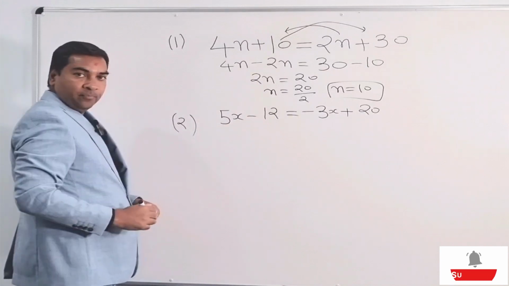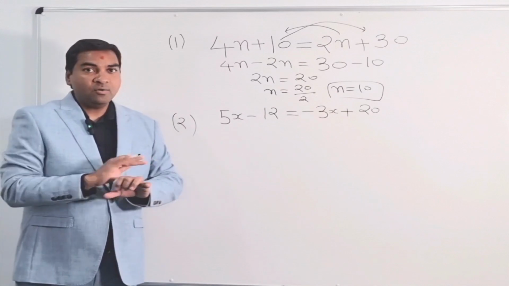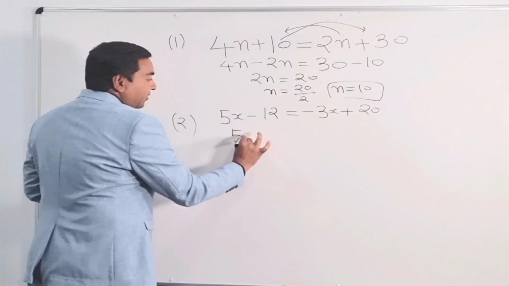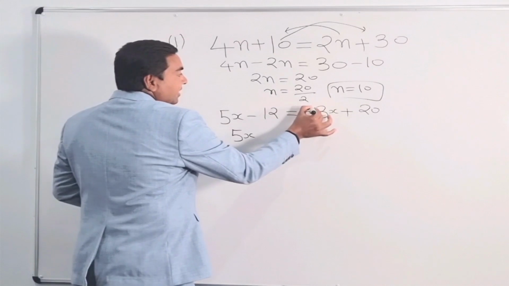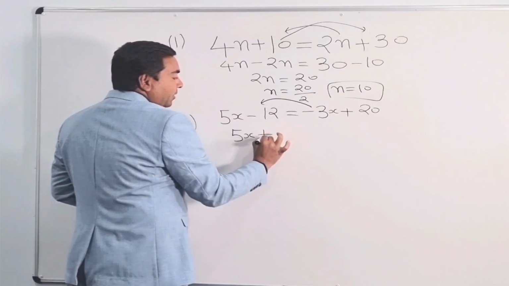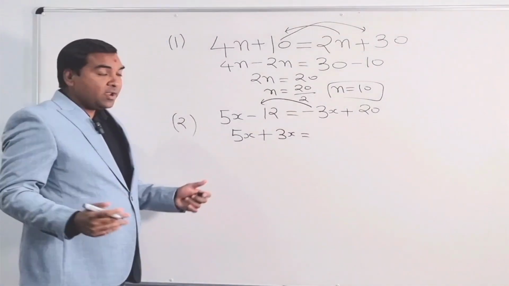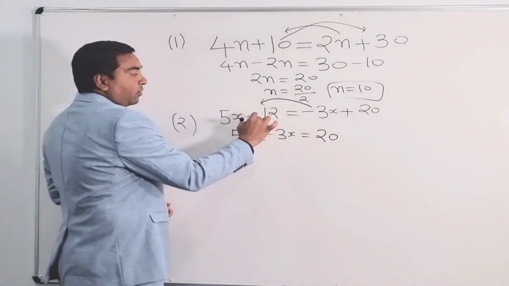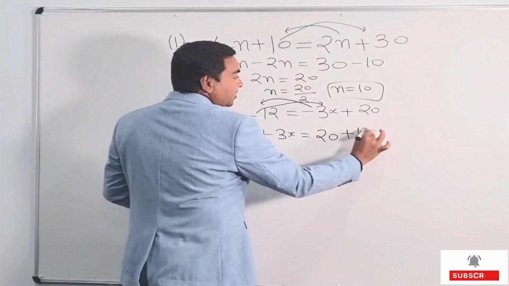So 5x. And again, the important thing is whatever is not moving, we are not going to change the sign or anything like that. So 5x is going to stay here. So 5x, I'm going to keep it as it is. Minus 3x is coming to the left hand side, so minus 3x will become plus 3x. Now 20 is not going anywhere, so I'll put it down as it is. Minus 12 is going to the right hand side, so minus 12 is going to become plus 12.